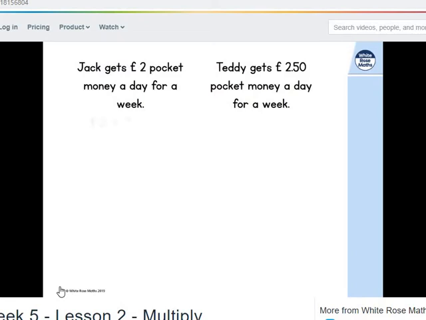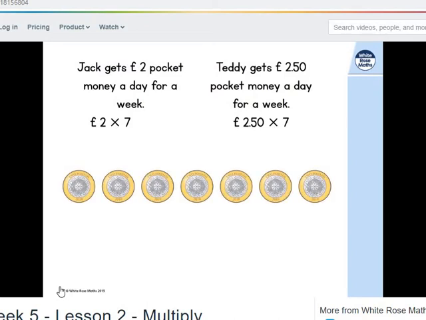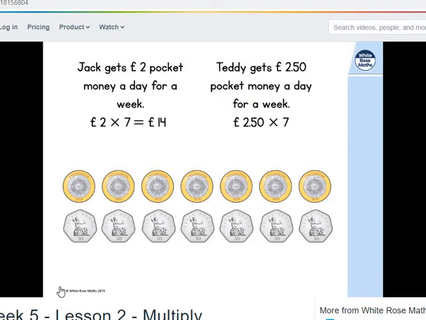So for Jack, it would be £2 multiplied by 7, because there are 7 days. And for Teddy, it would still be multiplied by 7, because there are still 7 days in the week, but £2.50 this time. Let's visualise Jack's calculation. Every day he gets £2, and there's 7 lots of that. And for Teddy, he would still get £2, but he would get 50p more.